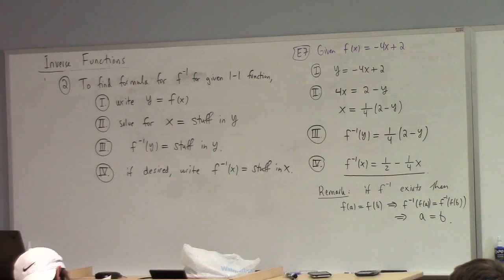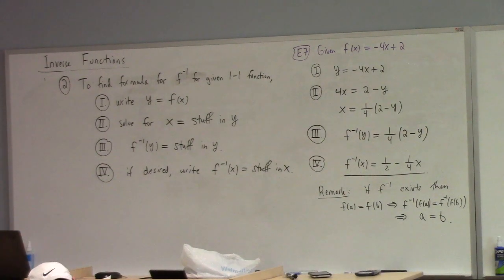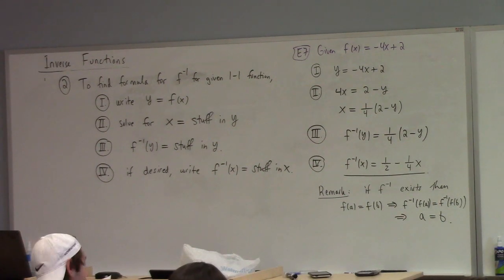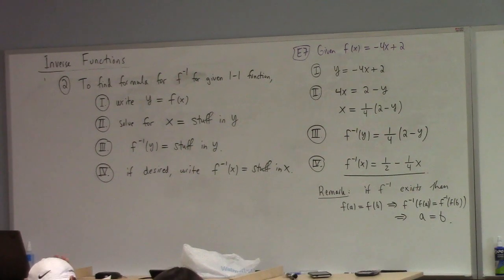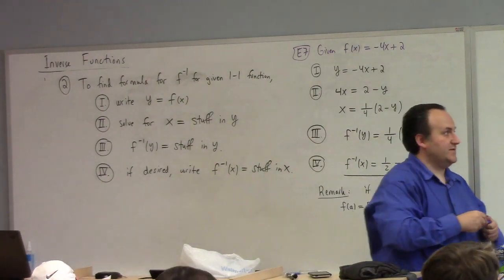Let's do another one. Suppose we want to find the formula for f inverse. Let's do something with a cube. This was example 8, so this is example 9. You've got f of x equal to the cube root of 3x minus 7. Take my word for it, this is a one-to-one function. All right? Let's find its inverse.